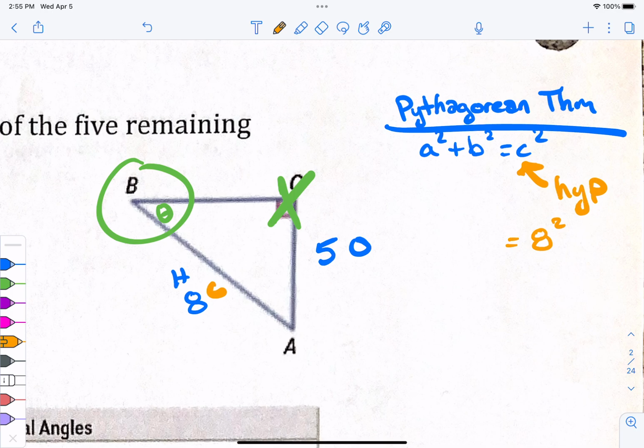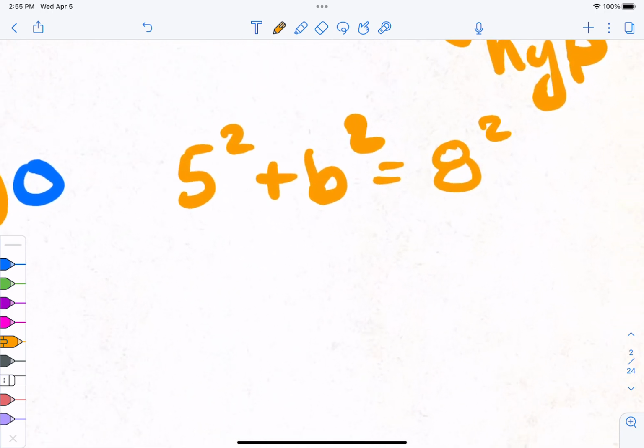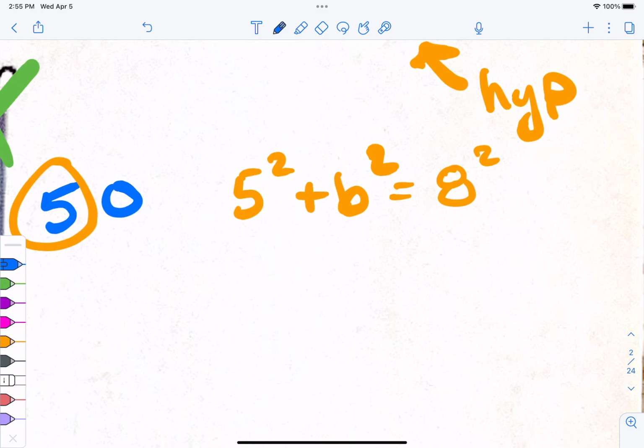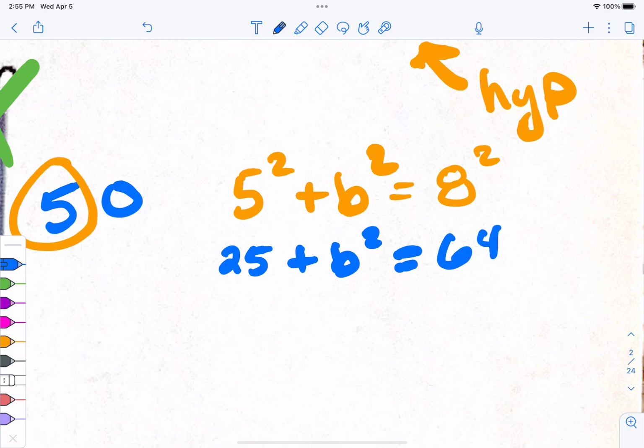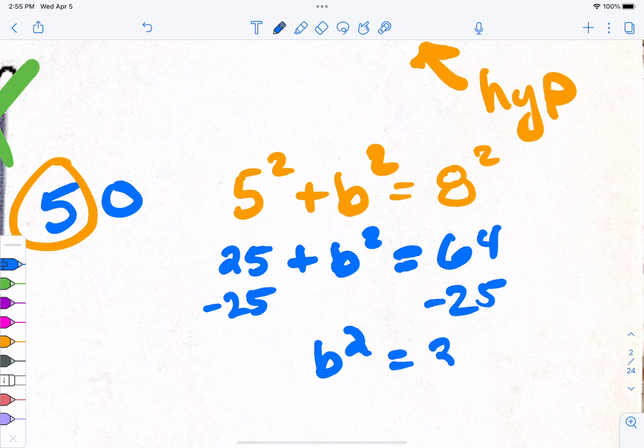Now, 5, do you want that to be A or B? Does it matter? No. So let's go 5 squared plus B squared equals 8 squared. All right, let's figure out what the other one is. What's 5 squared? 25 plus B squared equals 64. Now let's subtract 25. So B squared equals 39, I think. Is it 39? Yes.